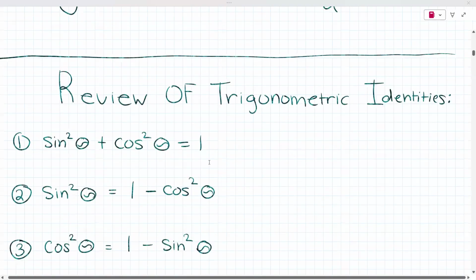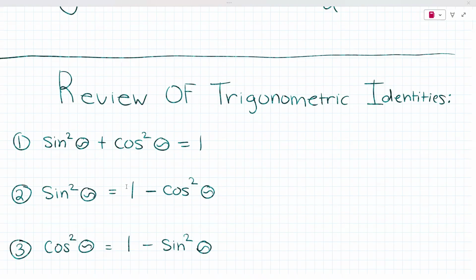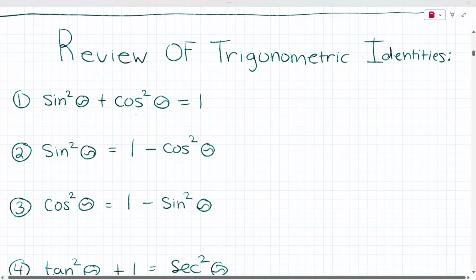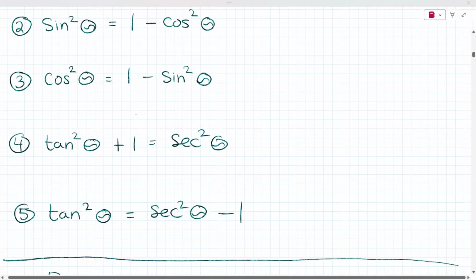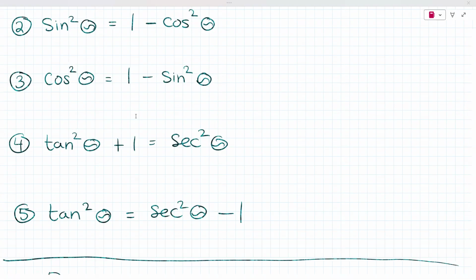And then let's review trigonometric identities. So you've seen this before. Pythagorean identities: sine squared theta plus cosine squared theta equals 1. If you solve for sine squared theta, it would be equal to 1 minus cosine squared theta. If you solve for cosine squared theta, it's equal to 1 minus sine squared theta. And then tan squared theta plus 1 is equal to secant squared theta. And then tan squared theta is equal to secant squared theta minus 1.